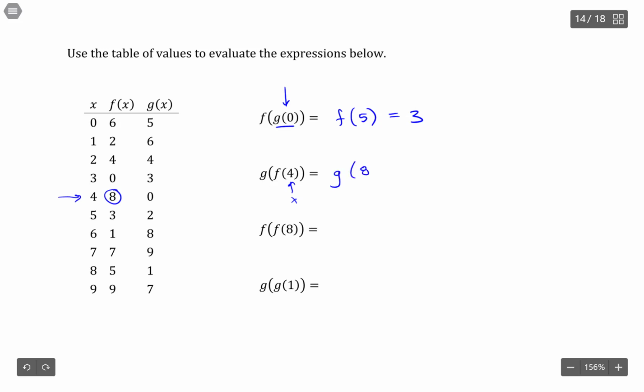So now I need to evaluate g of 8. Well, I find then 8 as the input for x, and now I want to know what g of 8 is. That results in positive 1.